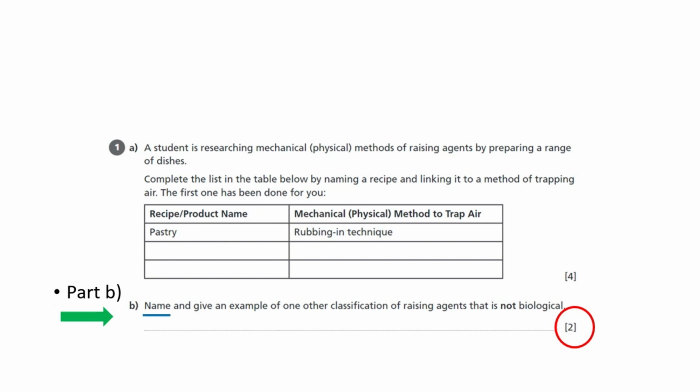Therefore, you've only got one option left, which will be chemical raising agent, the correct response. Now think of an example where chemical raising agents are used and name that product.